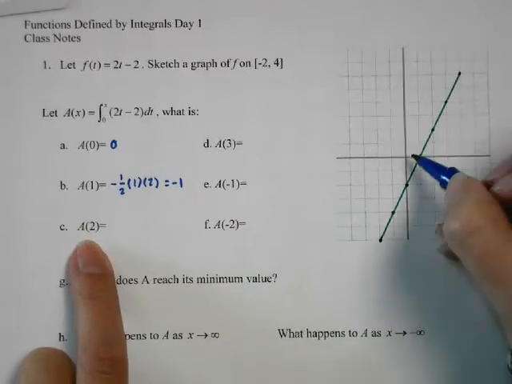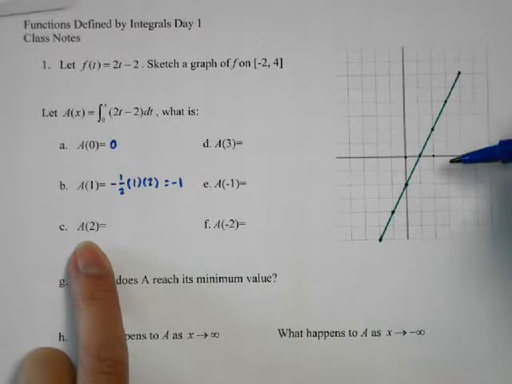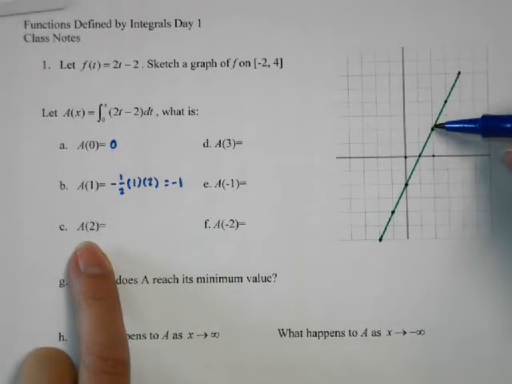Okay, A of 2. So now we're doing the integral from 0 to 2. Well, this area under the curve is going to equal this area above the curve. So that's going to be 0.